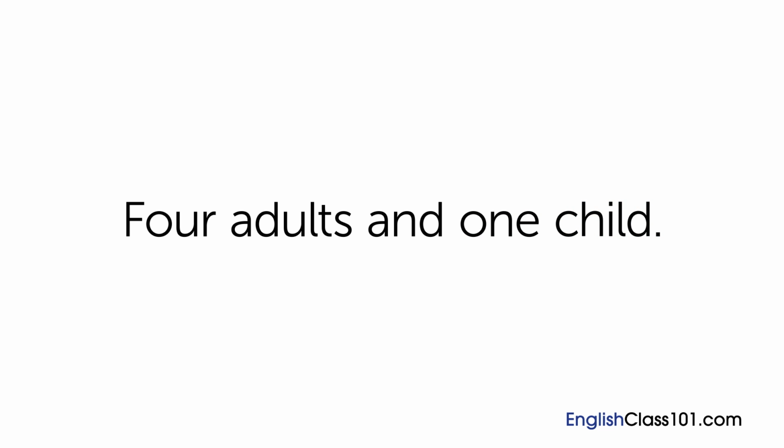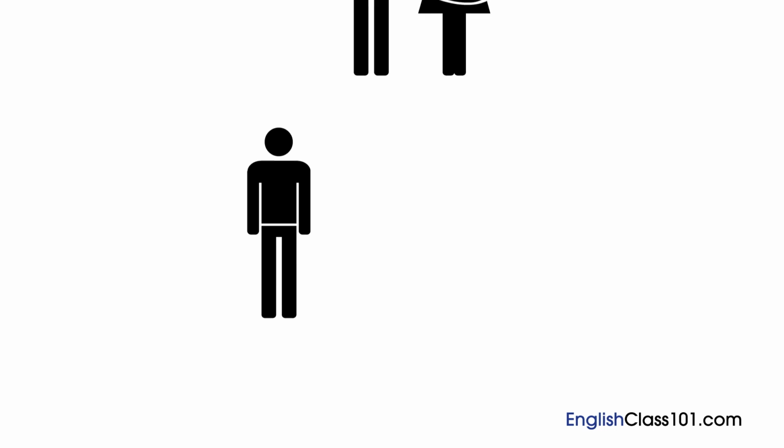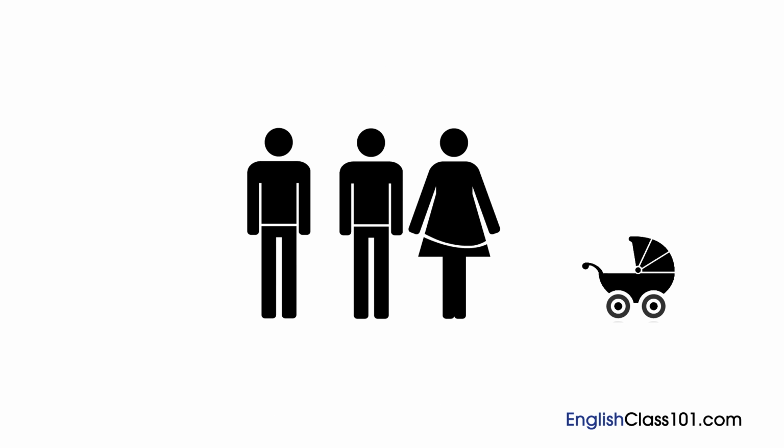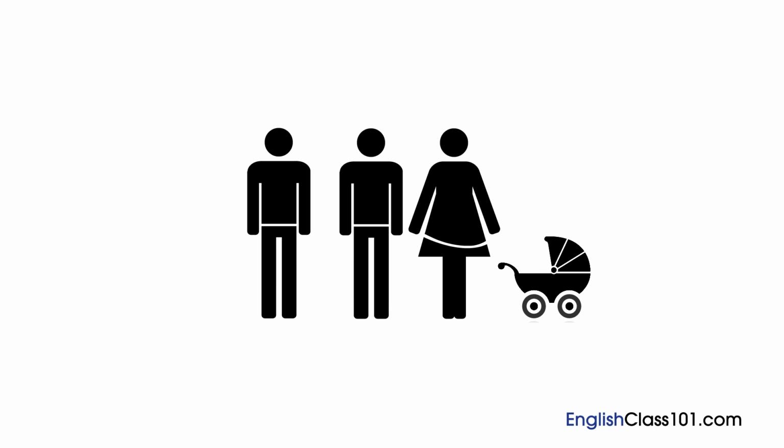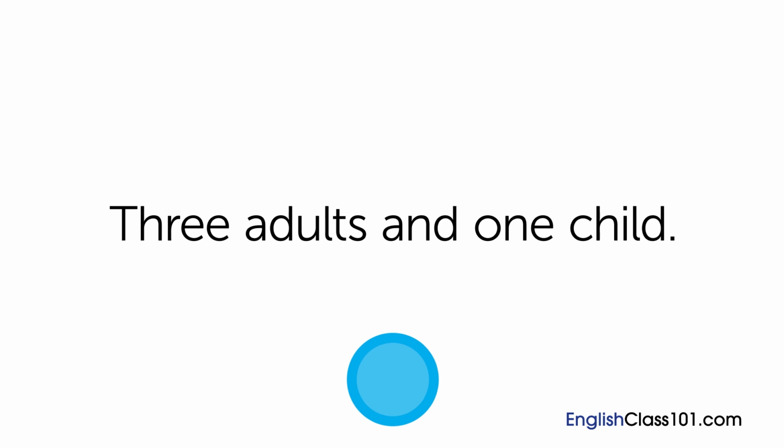Keep in mind that the age range for children's tickets varies widely, so you might have to ask the ticket clerk to be sure. Now you try. Imagine you are buying tickets for yourself, 2 adult friends, and an infant. What would you say to the ticket clerk? Three adults and 1 child.